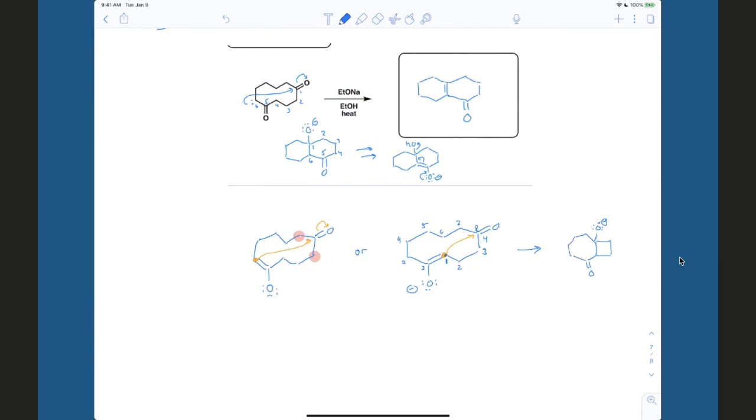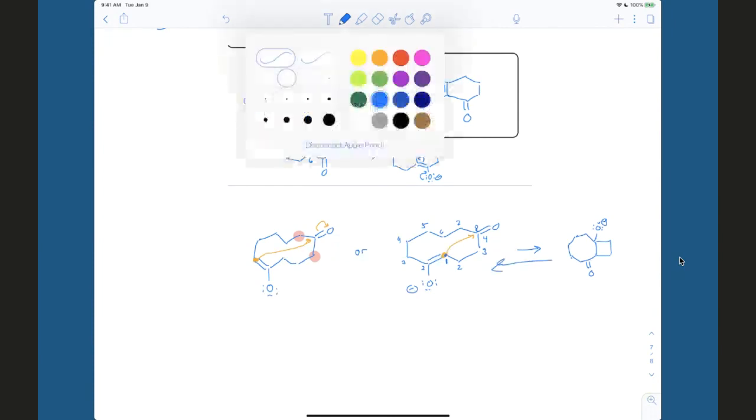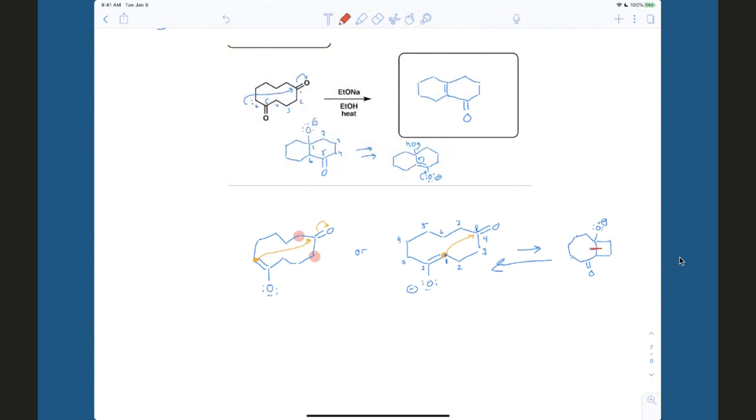Oh, I even missed one, I think. 1, 2, 3, 4, 5, 6, 7, 8. Yeah. So you get something that looks like this. So this is not favorable. This actually wants to go backwards because the four-membered ring is really strained, and that'll just go back. It's actually very hard to make four-membered rings.